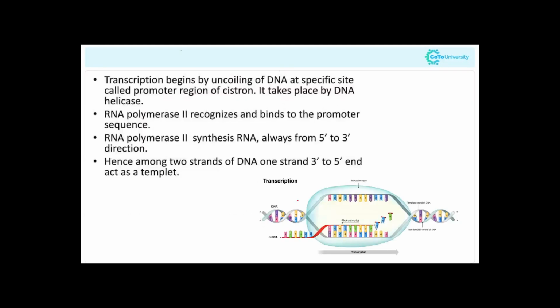Now, transcription begins by uncoiling. That is, the helicase enzyme will do the unwinding of DNA, and this starts at the promoter region of the cistron.